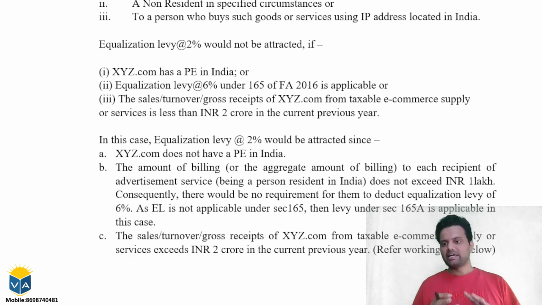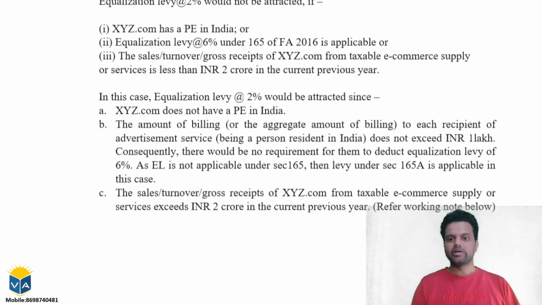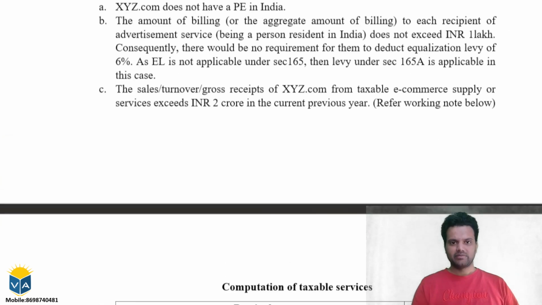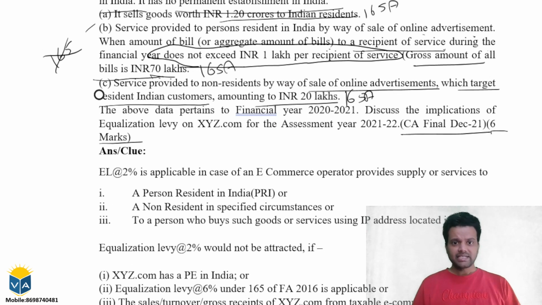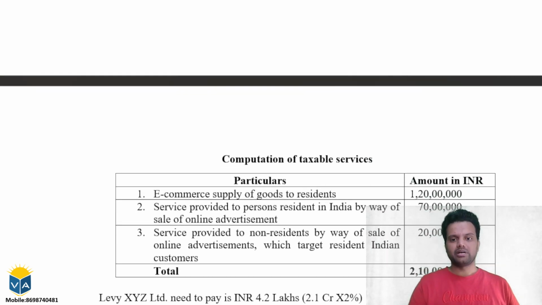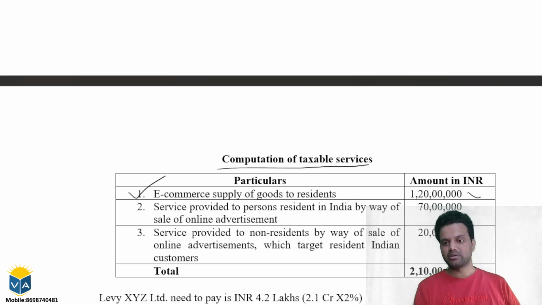Here you can see I'm directly going into the table, the computation of the taxable services. For the computation of taxable services, I'm going to explain you one by one. First point number one, it sells goods worth 1.2 crores to Indian residents. This is a clear case. An e-commerce operator providing supply to residents in India is 1.2 crores. So it is covered under section 165A. We are going to calculate the total turnover of xyz.com from the services that are provided to the Indian customers, right? So first of all, computation of taxable services, the first point, e-commerce supply of goods to residents, 1.2 crores will come.